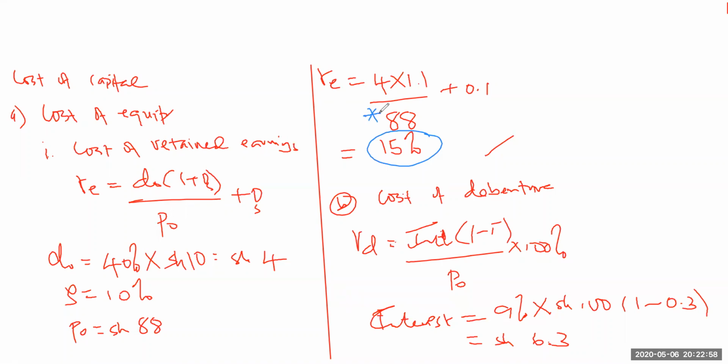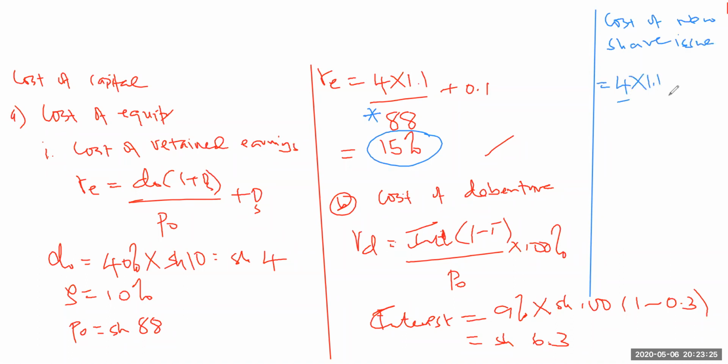Let me just do it here to make our work easier. Sorry for that. So here the cost of new share issue will be equal to 4 times 1.1 divided by 88 less flotation cost of 8, plus 0.1. The formula we're using here is R is equal to D naught (1 plus G) over P naught.